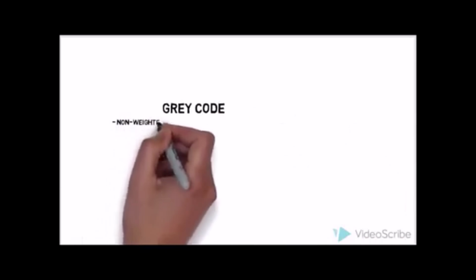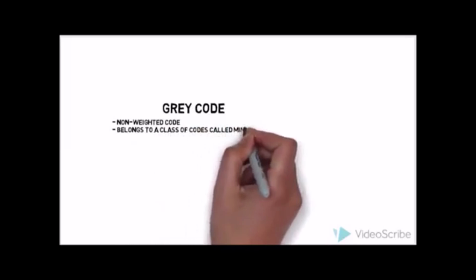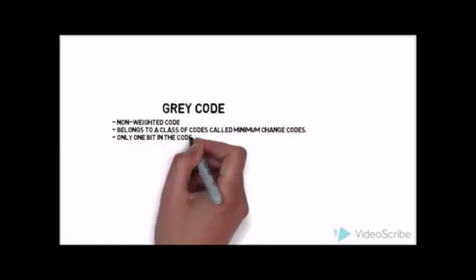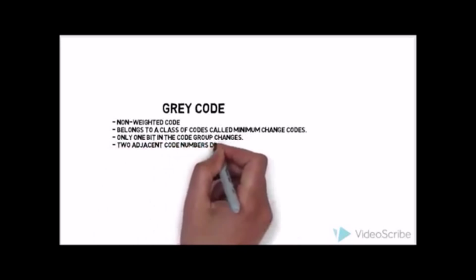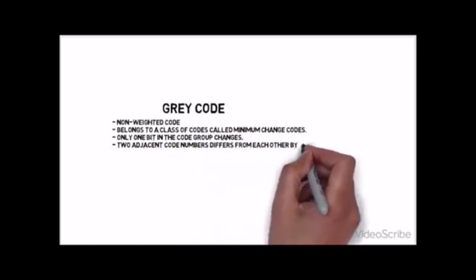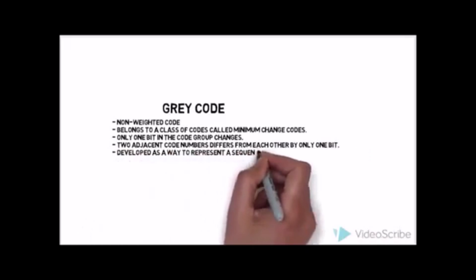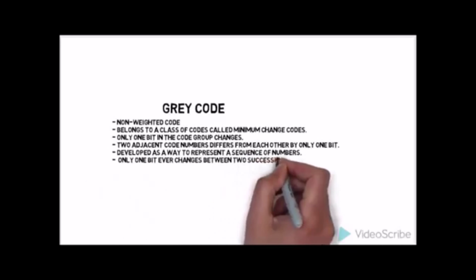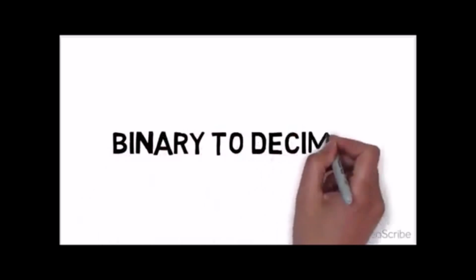Then we have the Gray code. This is a non-weighted code that belongs to a class of codes called minimum change codes. Only one bit in the code group changes. In this case, two adjacent code numbers differ from each other by only one bit. This code is not available for any type of arithmetical operation, but it has common application in analog to digital input-output devices. Here are some of the conversions.